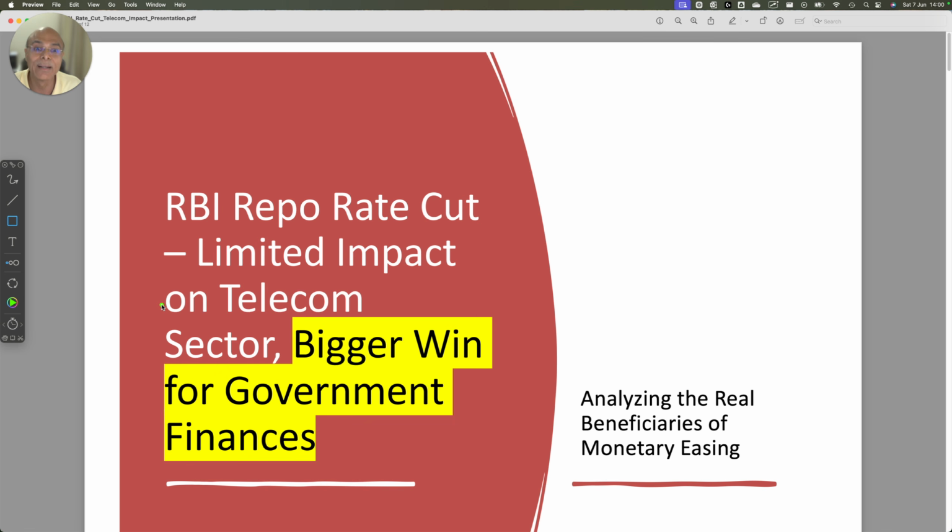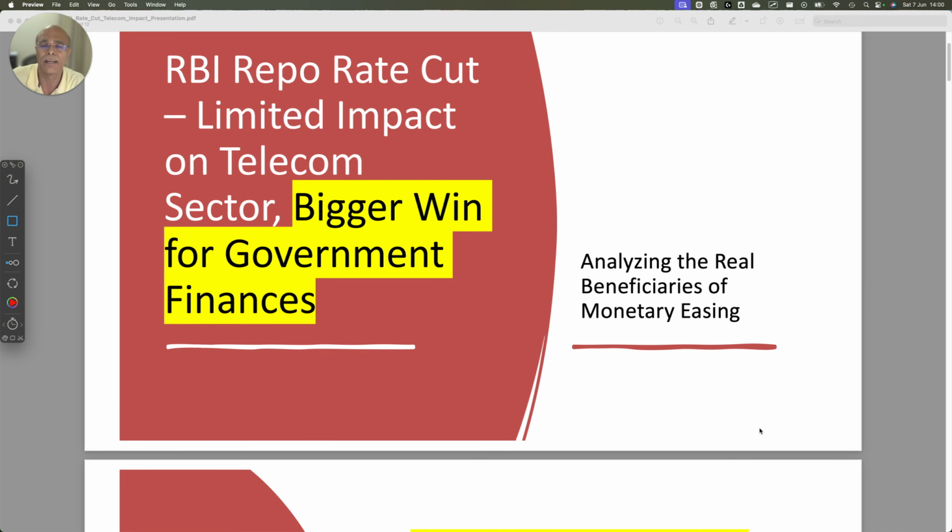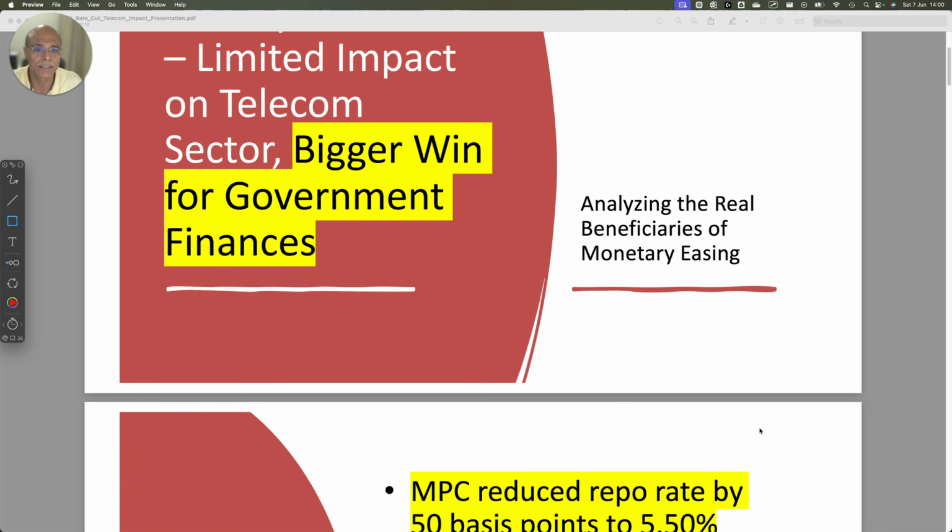But the government has reduced the rate to fulfill their obligation, their interest. And I'll show you why, right? So we are going to analyze the real beneficiary of monetary easing and how much leverage RBI has. That also we are going to analyze, and what RBI is trying to accomplish through this rate cut.